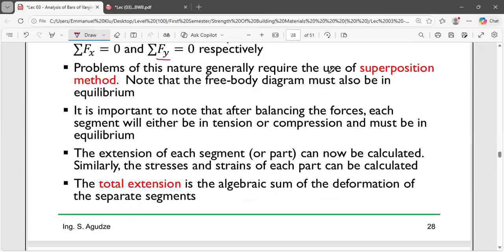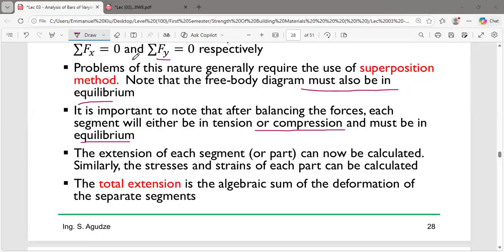Problems of this nature generally require the use of the superposition method. Note that the free body diagram must also be in equilibrium. It is important to know that after balancing the forces, each segment will either be in tension or compression and must be in what? Equilibrium. No matter how you split them into tension and compression forces, they should still be in equilibrium. If we say something is in equilibrium, it means that the thing is stable.